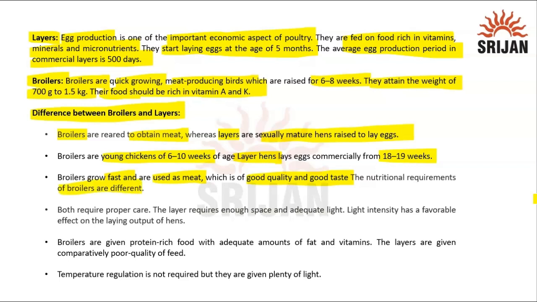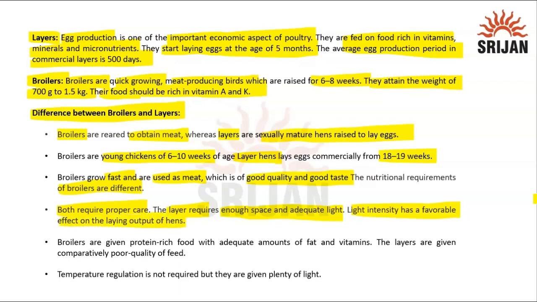Layers require more food which is rich in vitamins, minerals, and nutrients, whereas broilers require food which has an adequate amount of protein and also vitamins. Both require proper care, but particularly layers, because they require a breeding season, so you need to provide enough space and adequate light, which tells them that this is the time they can lay the eggs. And light intensity has a favorable effect on the laying output of hens.